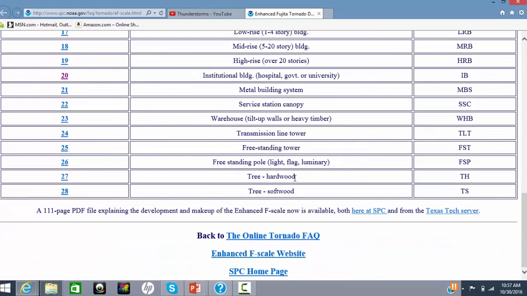Now, I'm going to do one more here because this actually happened in Prescott a few years ago. We had an aerial photograph, and there was a report of a tornado in the Prescott area, and we have ponderosa pine forests around, okay? So that would be softwood, okay? A pine tree is considered softwood. So let's click on that.